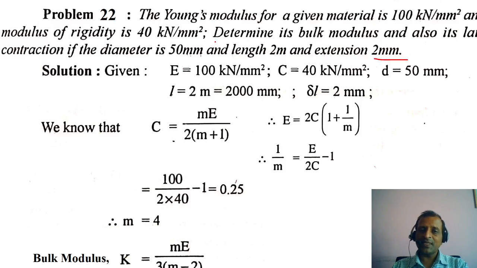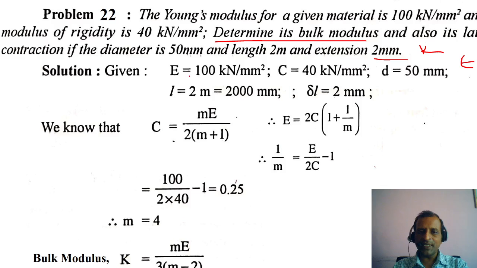What he is asking: determine its bulk modulus means he is asking K, and also its lateral contraction. Lateral contraction means epsilon D, lateral strain, he is asking. And length is given 2 meter, diameter is 50 mm, and extension 2 mm. Extension means delta L is given.